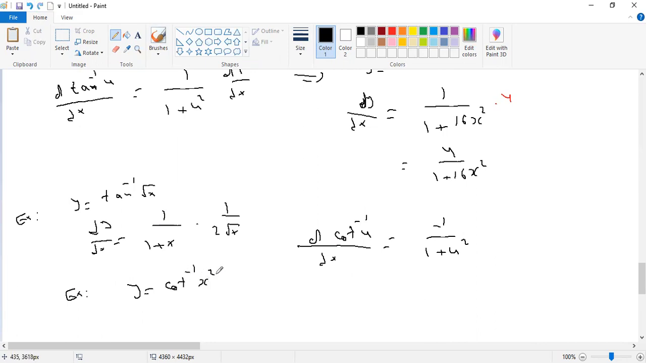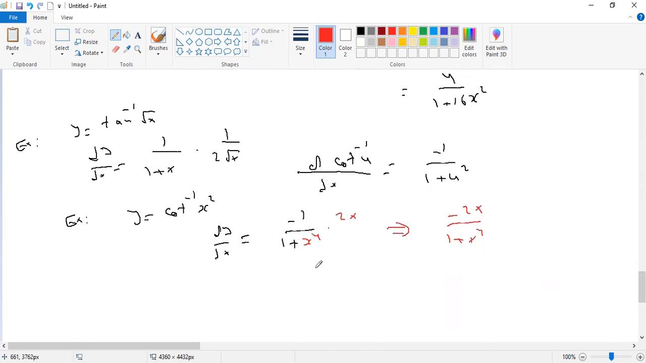If y is equal to cotan inverse of x squared, then dy/dx equals negative 1 over 1 plus u squared. Now this is the u, x squared, squared is x to the power 4. Multiply by the derivative of x squared, which is 2x. So the answer is negative 2x over 1 plus x to the power 4.